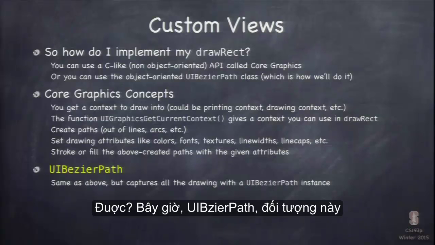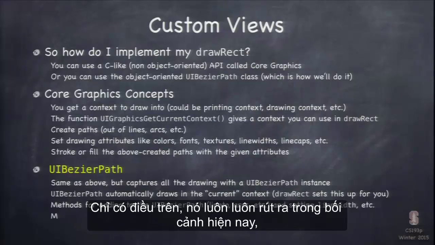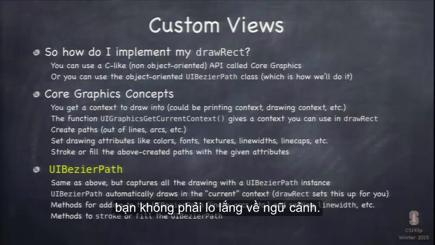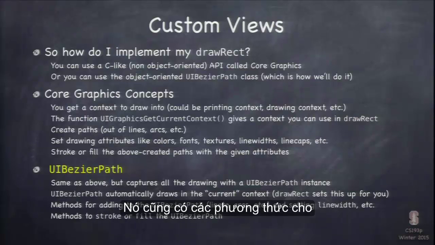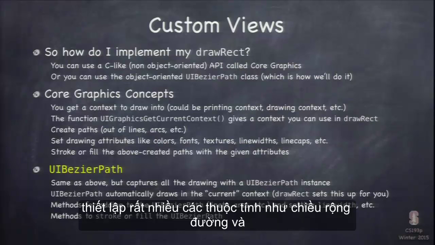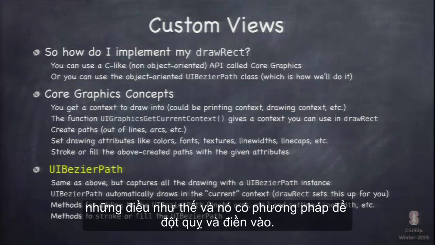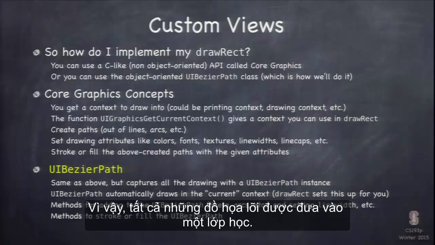Now, UI Bezier path, this object-oriented thing on top, always draws in the current context. You don't have to worry about context. It has methods to do things like line to, arc to, to build the path. It also has methods for setting a lot of these attributes like line width. And it has methods to stroke and fill. So it combines all those Core Graphics things into one class.